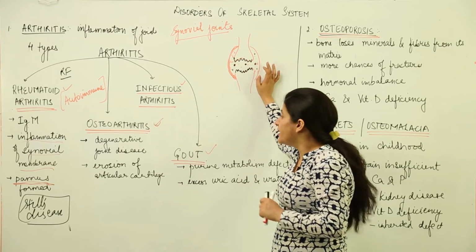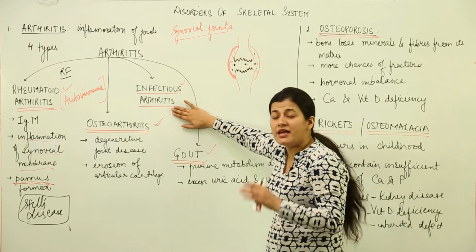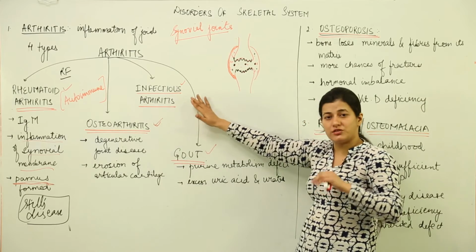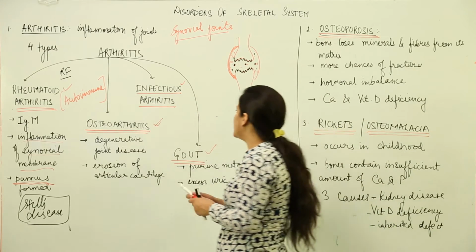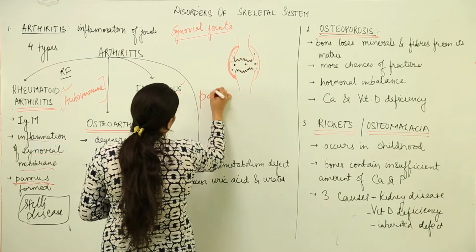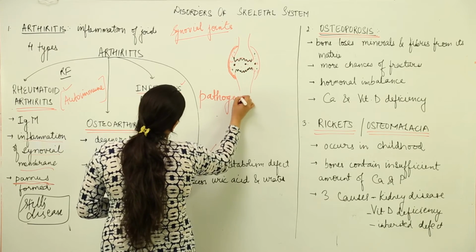Alright, now the next one is infectious arthritis. Infectious arthritis, as the name suggests, would be occurring due to some sort of pathogen, whether it would be bacteria or it could be a virus which is flowing in the blood stream.